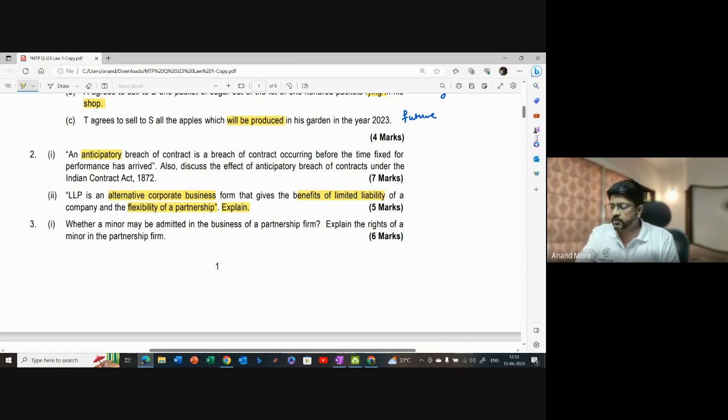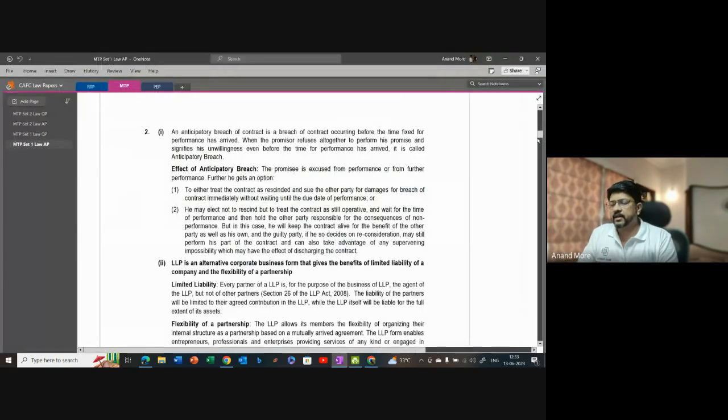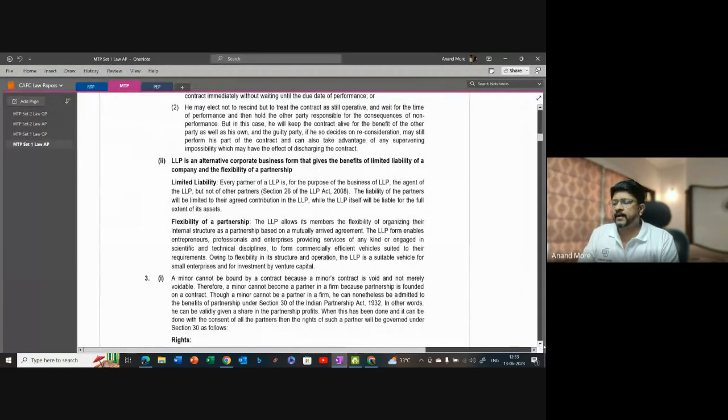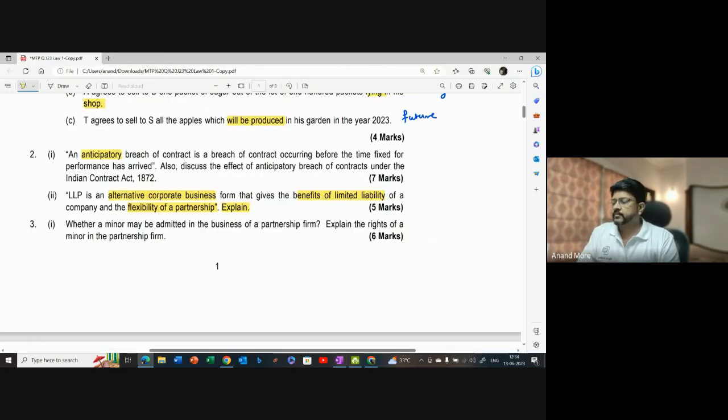So this question is for 5 marks. You are required to write basically what is the meaning of limited liability, what is the meaning of flexibility of partnership, and then you are required to mention that in LLP, both these different facilities are available. Hence, the statement is correct.